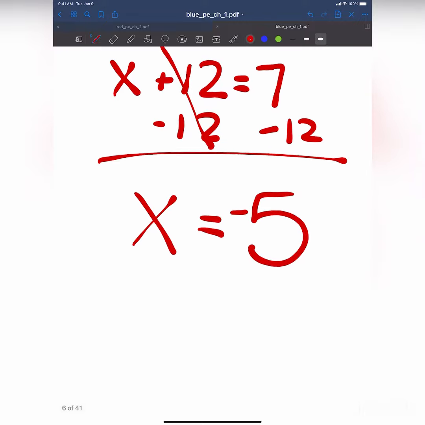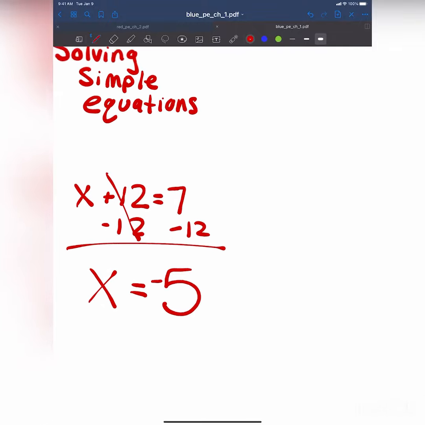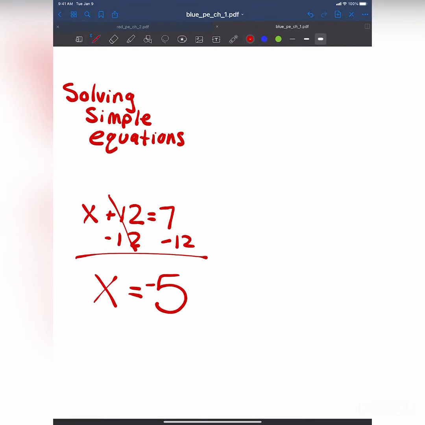Now, Larry, here's what we got to do. We got to put that x back in to make sure it works out. So, go ahead, take that negative 5, pop it back in for that x. Oh my gosh, look at this play, you guys. Negative 5 plus 12. Let's see if it equals 7.